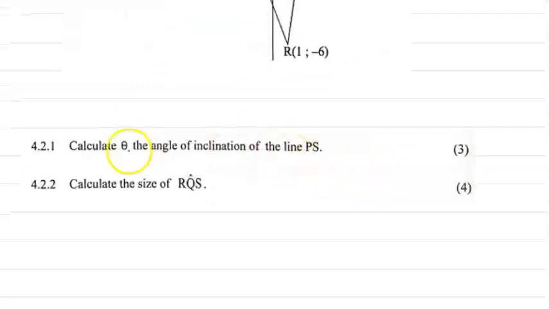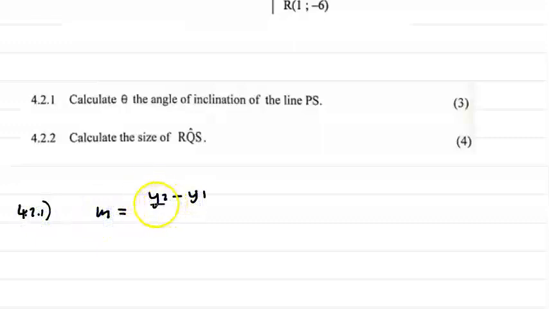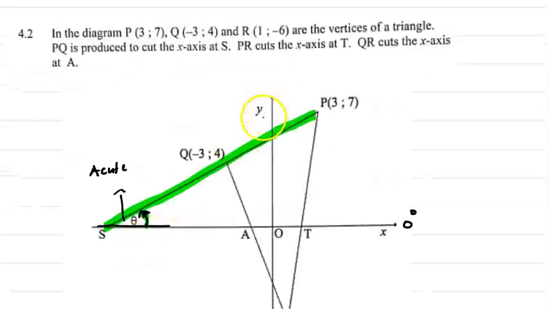There are two formulas that we need to know when it comes to finding the angle of inclination. Remember that the gradient formula is m equals y2 minus y1 all over x2 minus x1. Also, we can find gradient by saying m is equal to tan of theta. So if you're given the angle of inclination, you can find the gradient of the line. Now we are given two coordinates on the line, therefore we can find its gradient.